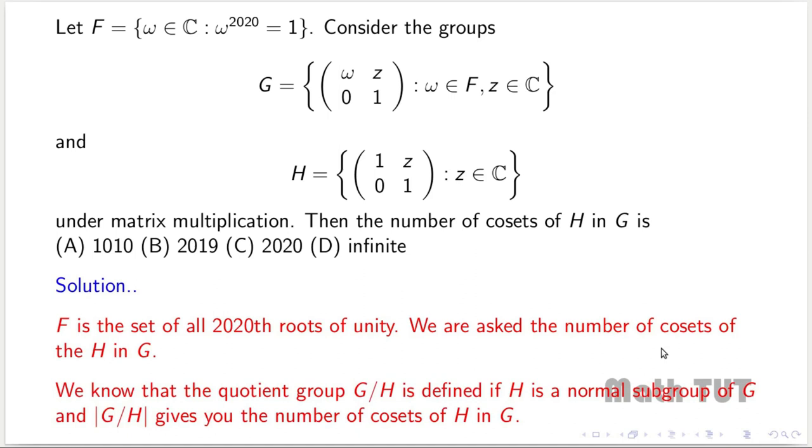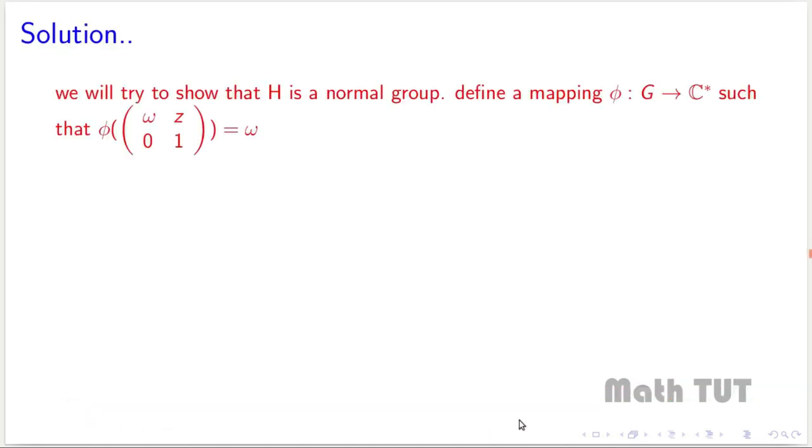So here we know that the quotient group G by H is defined if H is a normal subgroup of G, and the order of G by H gives you nothing but the number of cosets of H in G. Moving on to the solution, we'll first try to show that H is a normal subgroup, and then we'll try to count the number of elements.